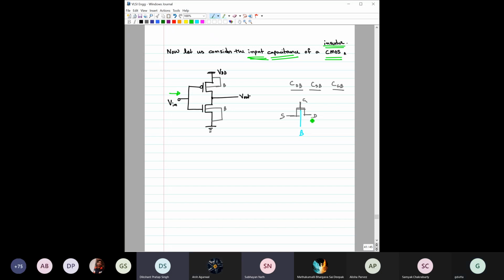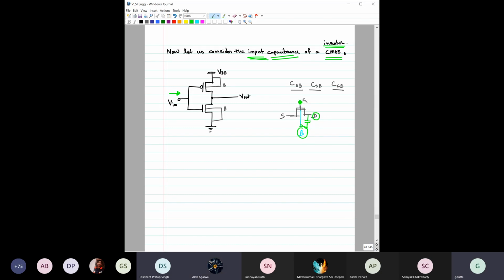Instead of the CDB, should there be CGD into CDB divided by CGD plus CDB? Right, Shubhayan. So, Arsh, please try to understand. You are saying this CDB, right? So CDB is basically this, right? It is between this drain terminal and body terminal, right? It is not associated with this gate, right?